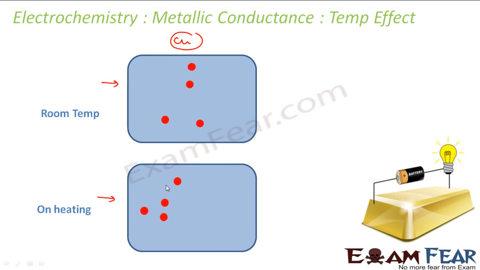If you consider yourself as an electron, then for you to cross this is pretty easy, right? Because these are in slow motion. But for you to cross this will be a little difficult, because of the high motion, right? You may collide. So it is pretty obvious that on heating, the conductance of a metallic substance decreases. Correct? Because when you increase the temperature, these atoms move around, and this restricts the flow of electrons.